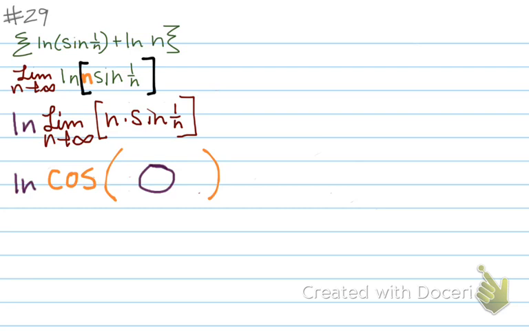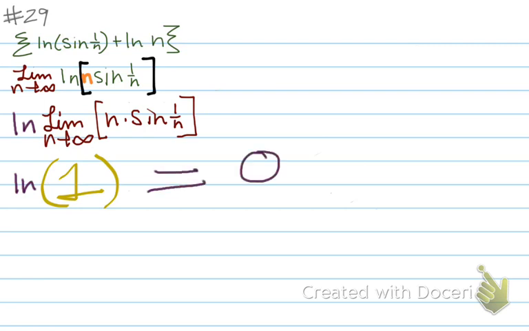Now I'm looking at the limit of 1 over n. That's 0. Big fat 0. The cosine of 0 is big fat 1. The natural log of big fat 1 is none. Haha. We really licked that problem. I mean, that problem was sweet.